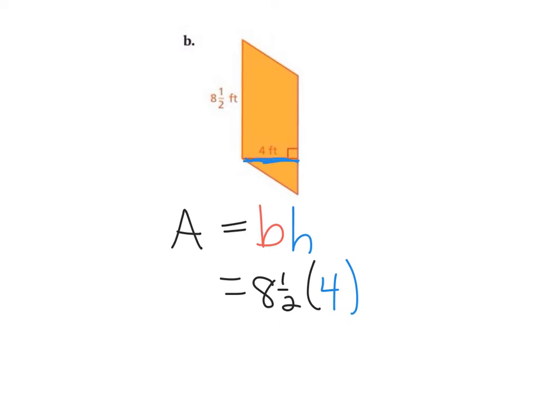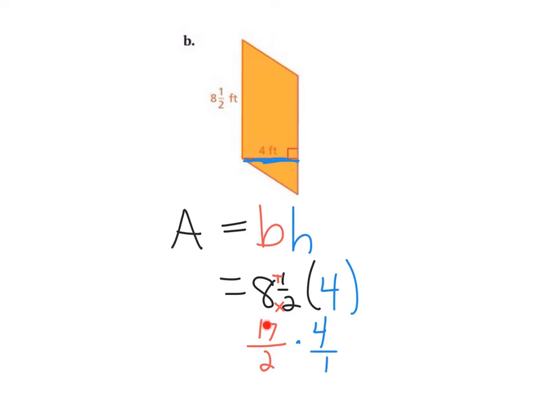So one thing we'll remember when we deal with that is that we've got to turn that into an improper fraction by multiplying your denominator by your whole number, and that's 16, plus add your numerator, which is 17, and we're going to keep the 2 as our denominator. And then to multiply that by 4, as an improper fraction, we just stick that one over 1.